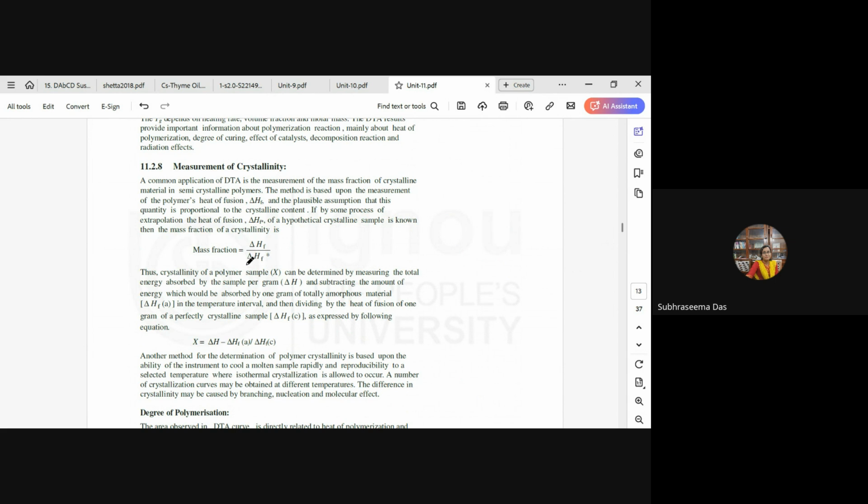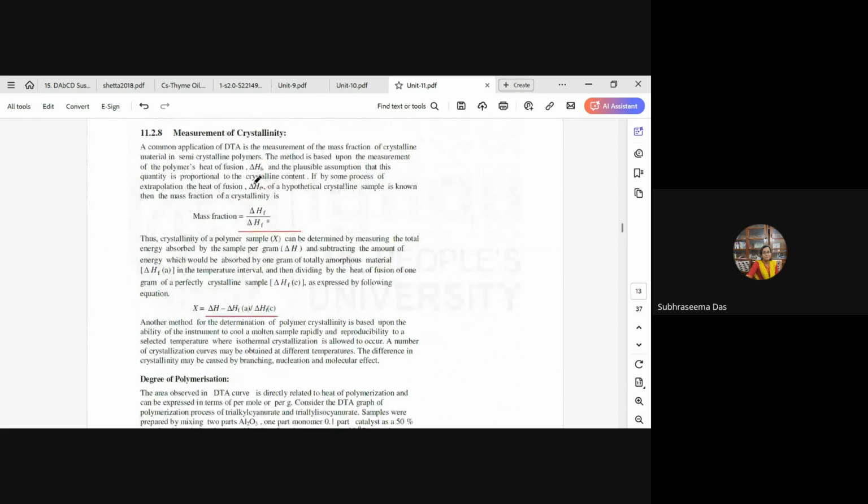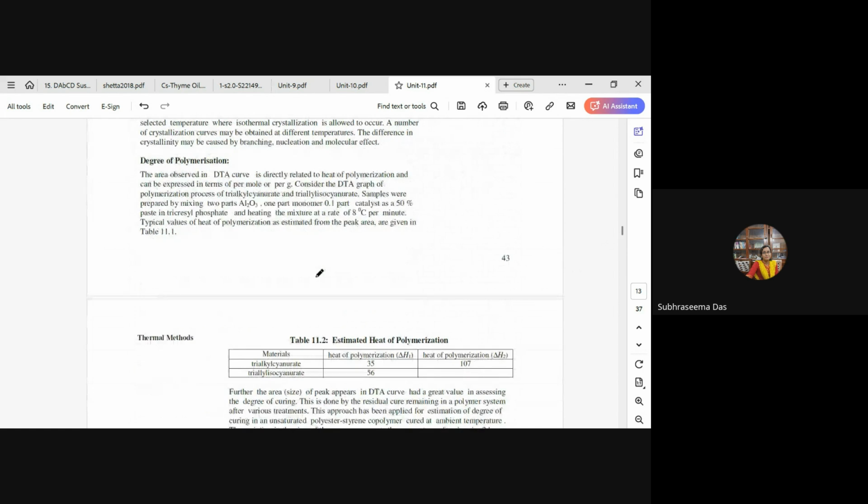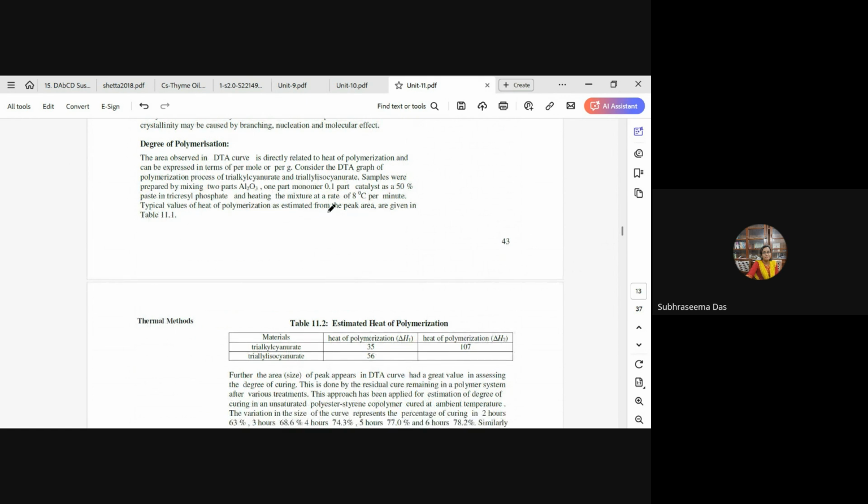So the mass fraction, where delta HF is the heat of fusion of the polymer, and the hypothetical fully crystalline value is delta HF star. We can calculate the mass fraction from this, and ultimately the crystallinity chi can be calculated using this value. Looking at the plots of DTA, we can also calculate the crystallinity, and even the degree of polymerization. Looking at the area under the curve, we can find out the degree of polymerization for the polymers that we have used.